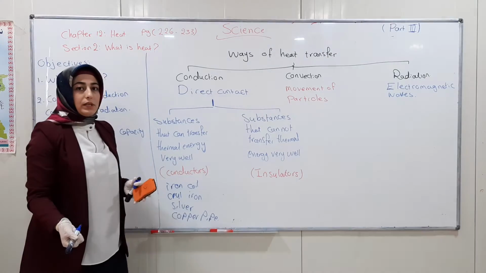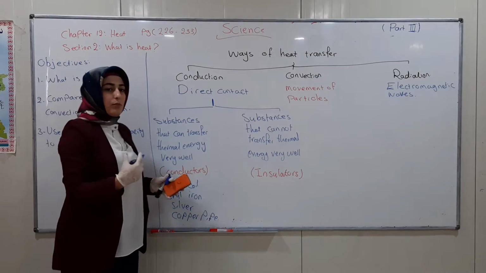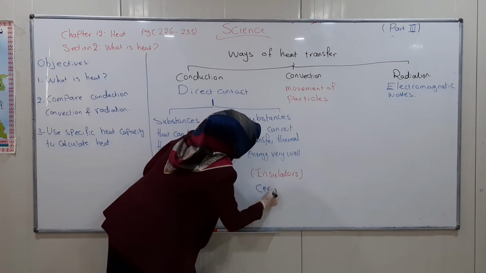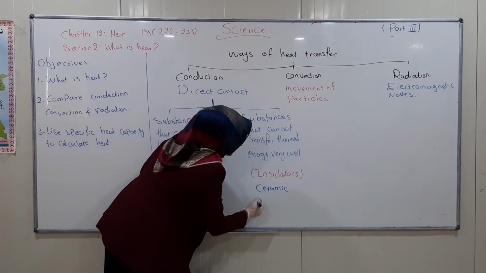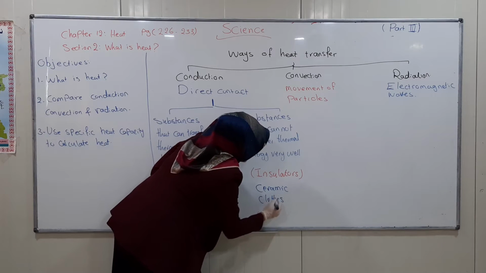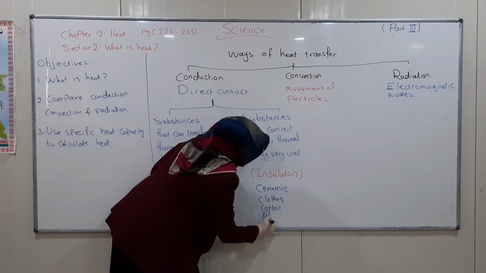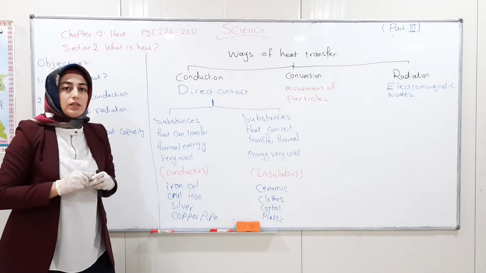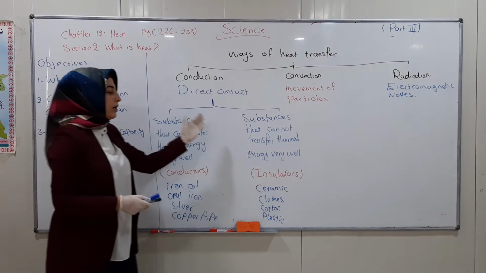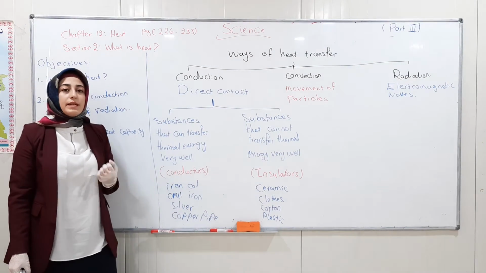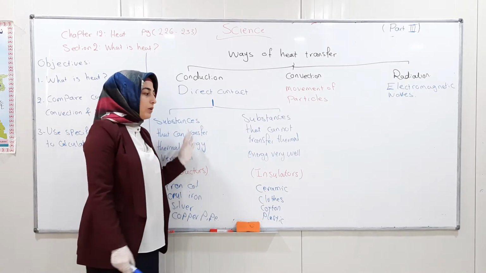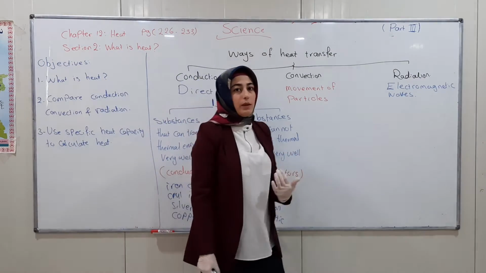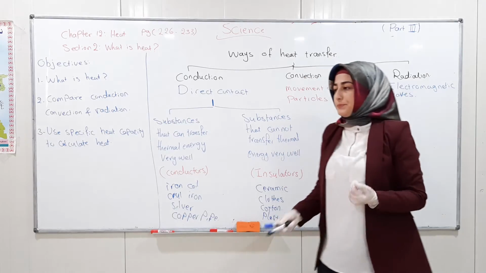And examples of insulators, as I said, are something made up of wood, something made up of foam, and for example, ceramic and clothes, cotton, plastic. So those objects are made up of materials that can't transfer thermal energy very well, and they are called insulators. But the materials or substances that can transfer thermal energy very well are called conductors, and they are mostly metals.